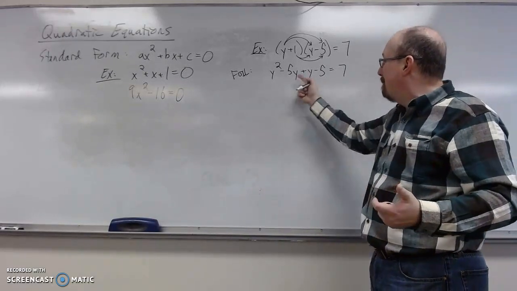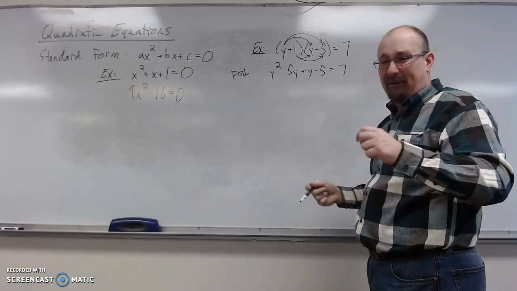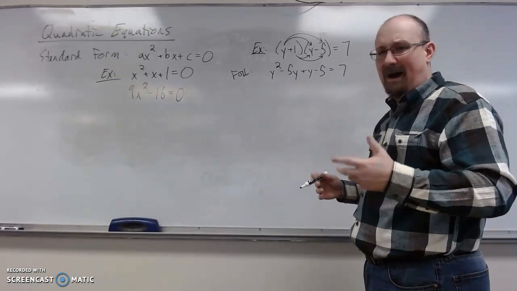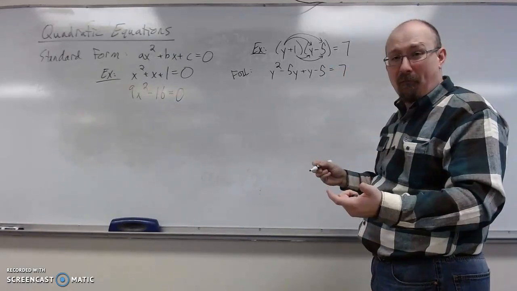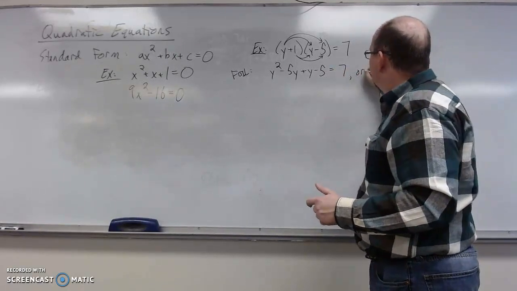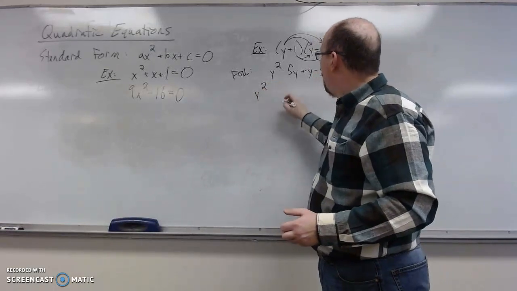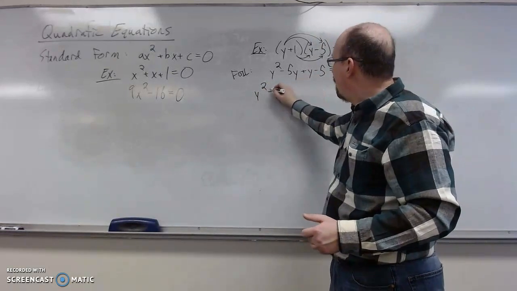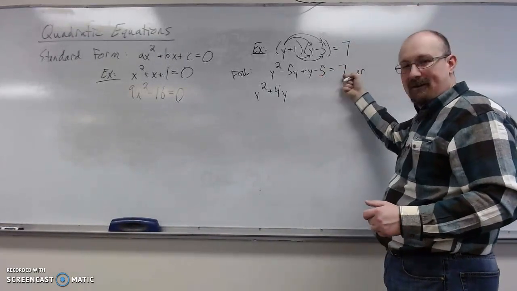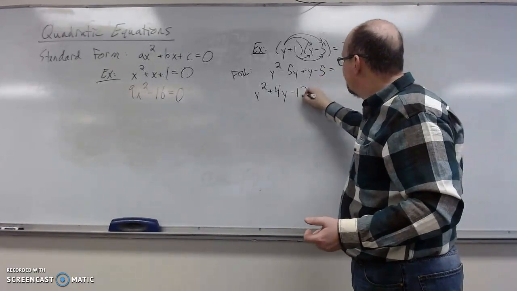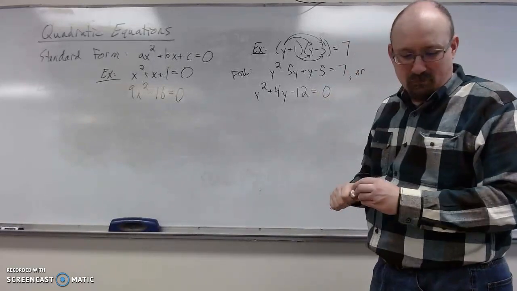Now at this point, I can combine these y terms. I can't do anything to combine the y squared and the y to the first power. Don't do that. But I can also go ahead and move over this 7. So that would give me y squared minus 5y plus y is plus 4y, minus 5 minus 7 is negative 12, and that equals 0.